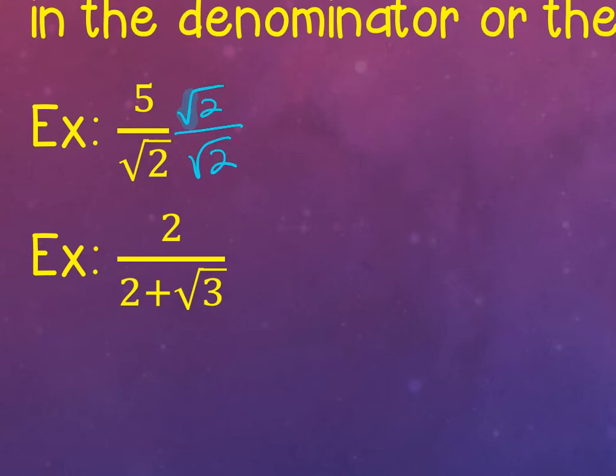The reason we can do this is because root 2 over root 2 is really just 1. And you can multiply anything by 1 and it doesn't change the value. So we're not changing the value, we're changing how it's written. Then I would multiply straight across. So 5 times root 2 is 5 root 2. And root 2 times root 2 is just 2. Got rid of the square root in the denominator. So a square root in the numerator is totally fine. You can't have it in the denominator.